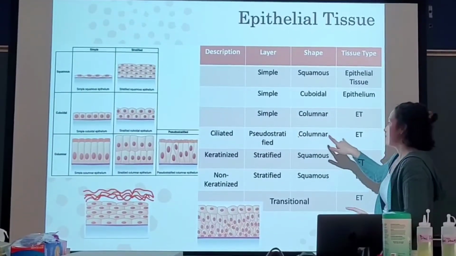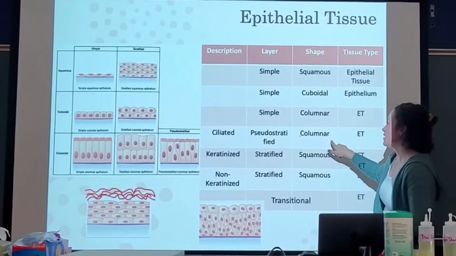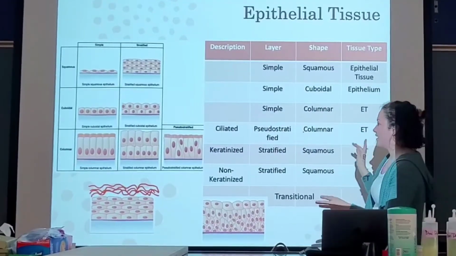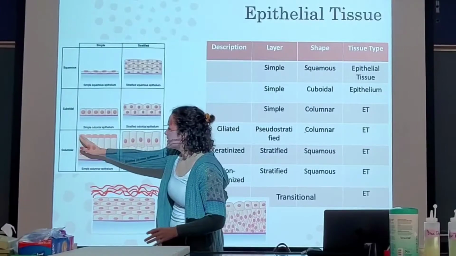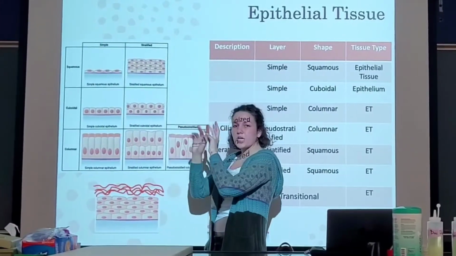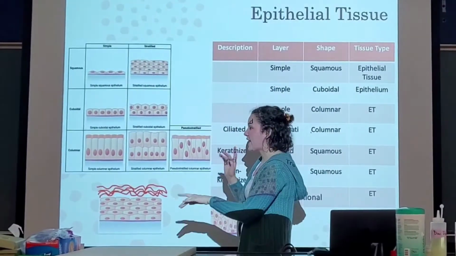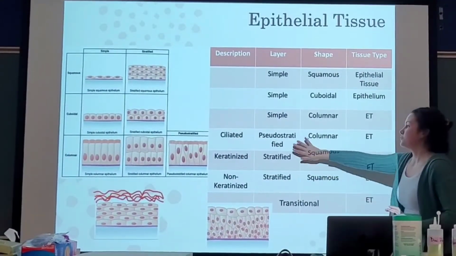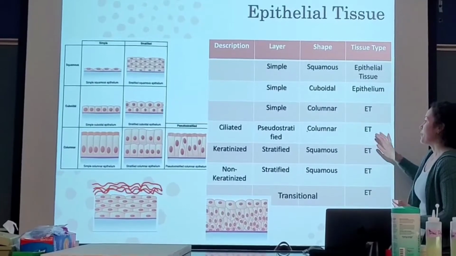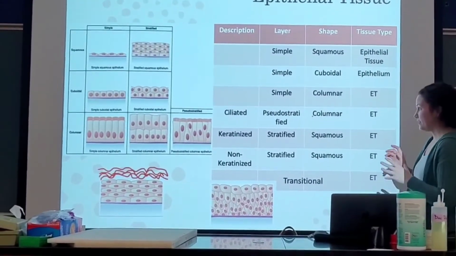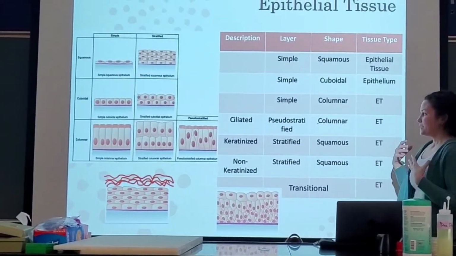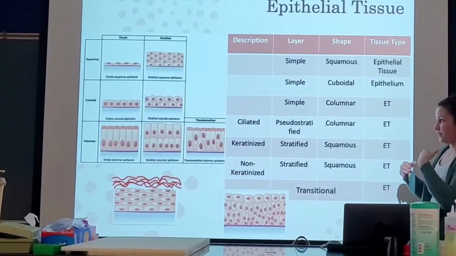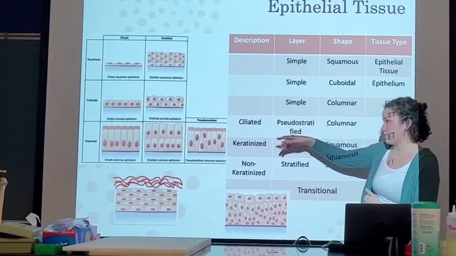Ciliated pseudostratified columnar. Now, pseudostratified columnar is not always ciliated, but when you're identifying it, if it has these little finger-like projections coming off of the columnar cells, that's cilia, okay? That means it's ciliated pseudostratified columnar epithelial tissue. Now, pseudostratified columnar, so it appears like it is stratified, but it's not actually, so pseudo meaning fake.